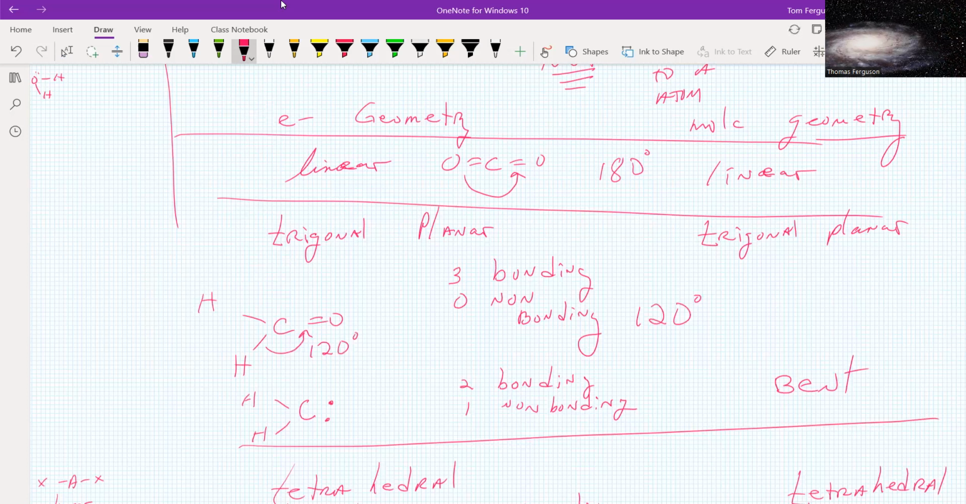Let me smile. Perfect world. And it's going to be 120. But just keep in mind, it's not that. It's going to be some distortion of that. In fact, there's a whole section in your book on bond distortion. So these are the ideal bond angles.